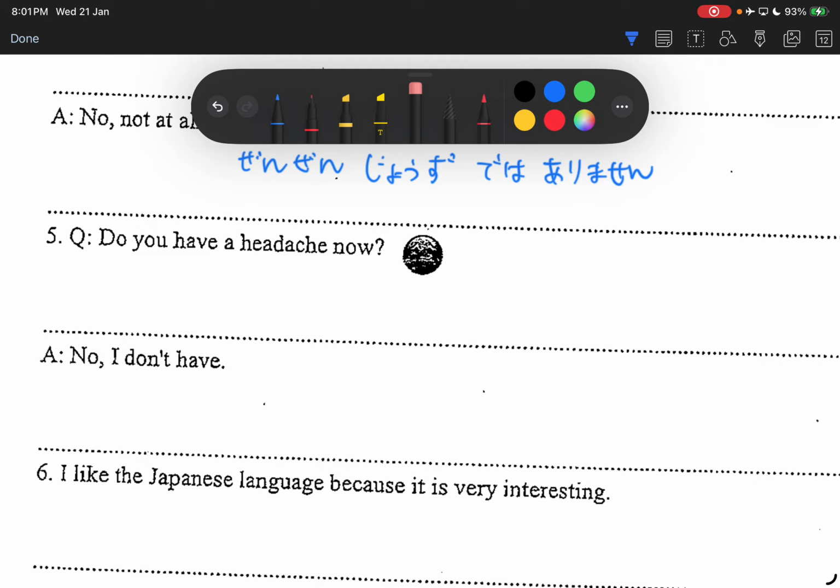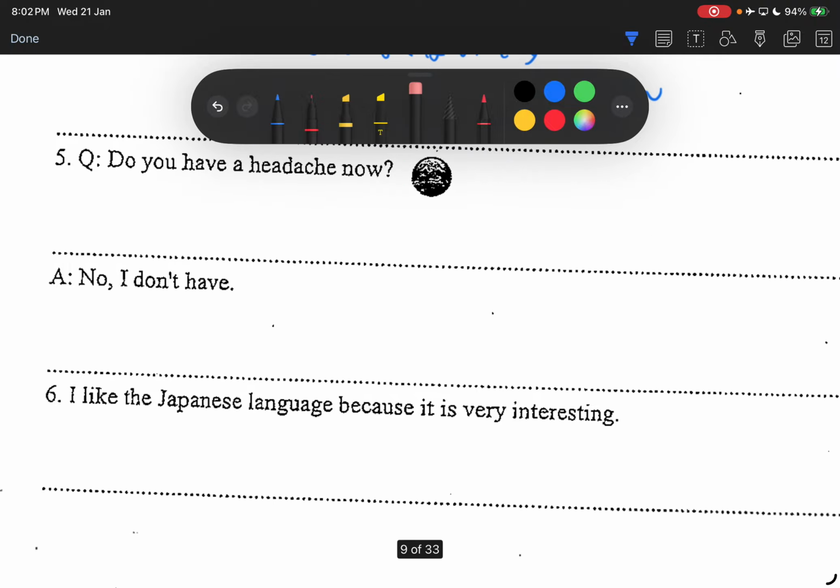We don't say 頭は痛いですか because the 頭 is not the subject. It is the object in pain. So we don't say は痛いです. Okay? No, I don't have. いいえ、痛くないです. Very straightforward. 痛くないです. Okay, next, number 6.